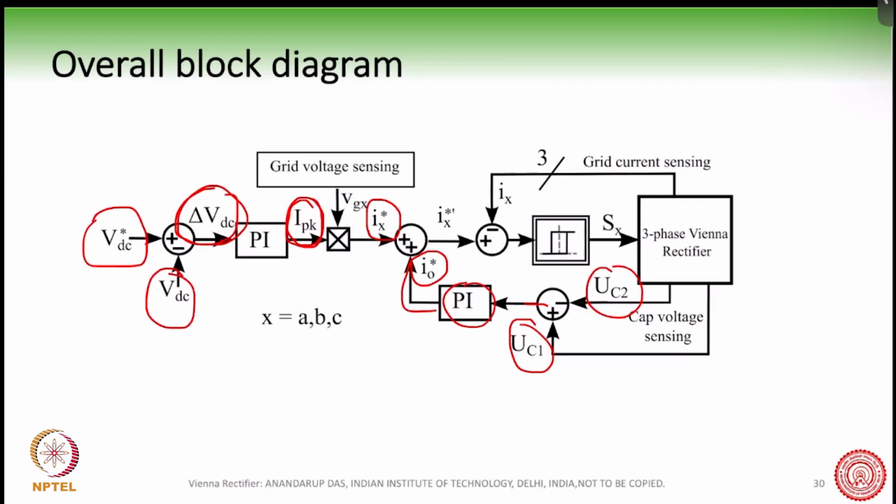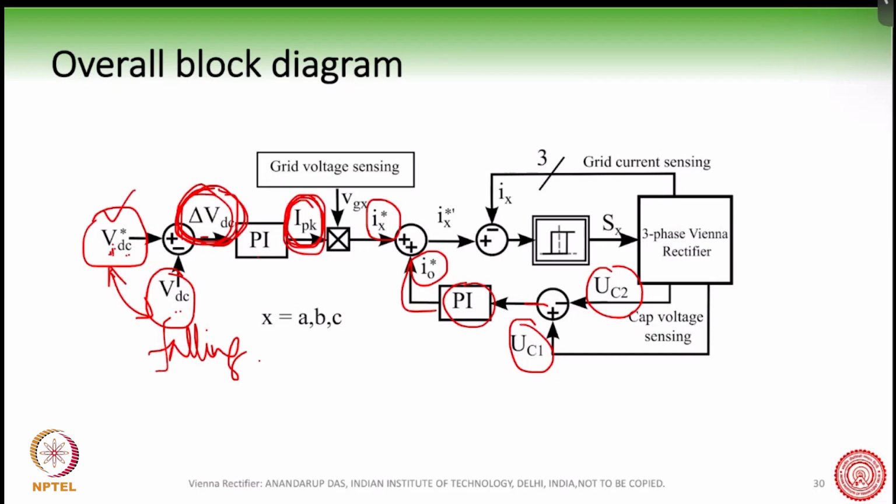How does this happen? If the DC link is falling, then we will get a positive delta VDC error. Suppose VDC is falling, and we have set a voltage reference. Then delta VDC will be positive, and therefore we need more active power from the grid, and hence I peak will increase.